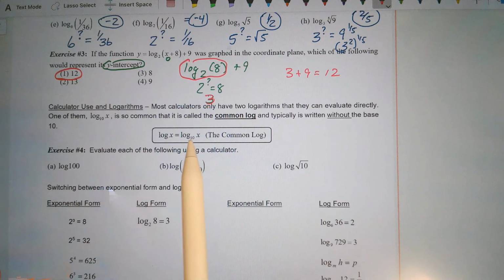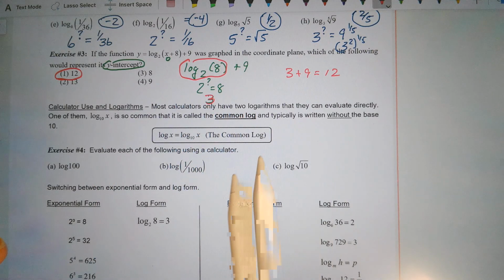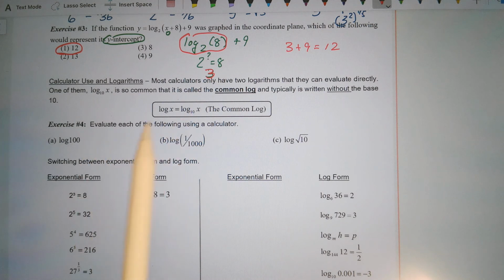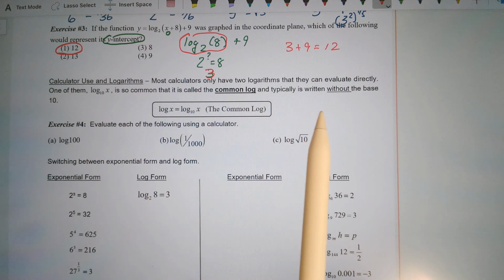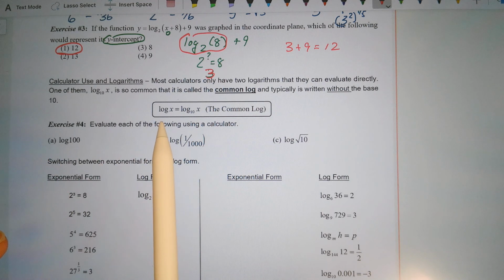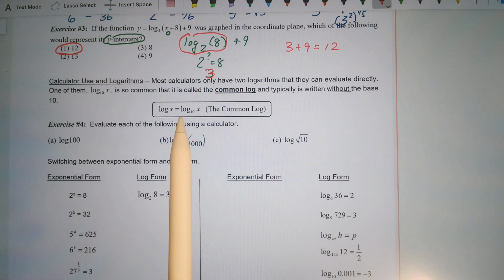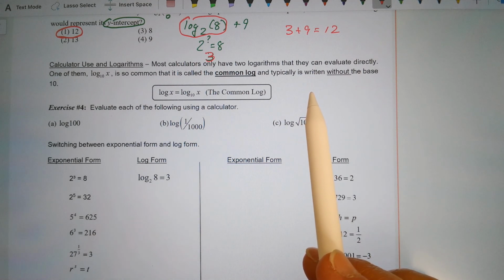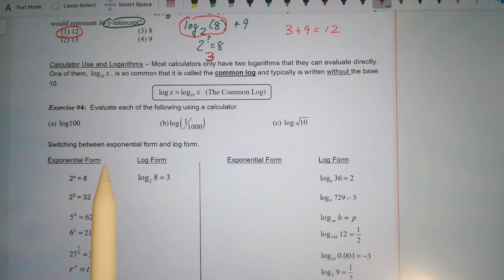Calculator use in logarithms. Most calculators only have 2 logarithms that they can evaluate directly. One of them is log base 10 of x. It's known as the common log, and is typically written without the base 10. So whenever you see log x, when there's no base subscript written, the base is 10. The second one is the natural log, which we will see later on in this unit. So the common log is log base 10.